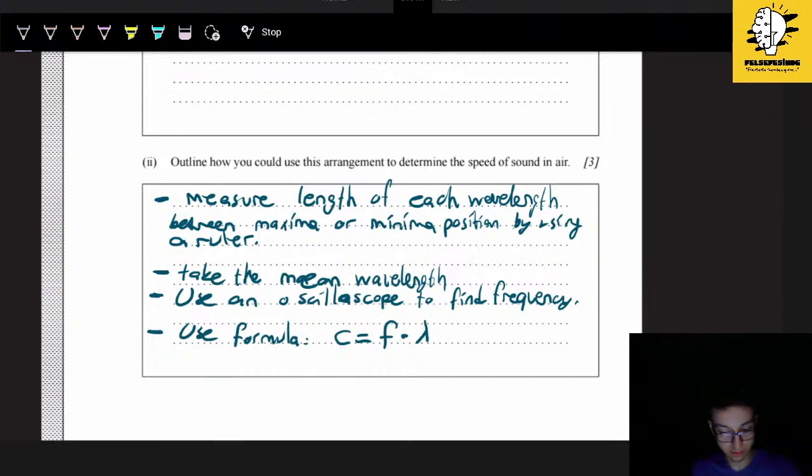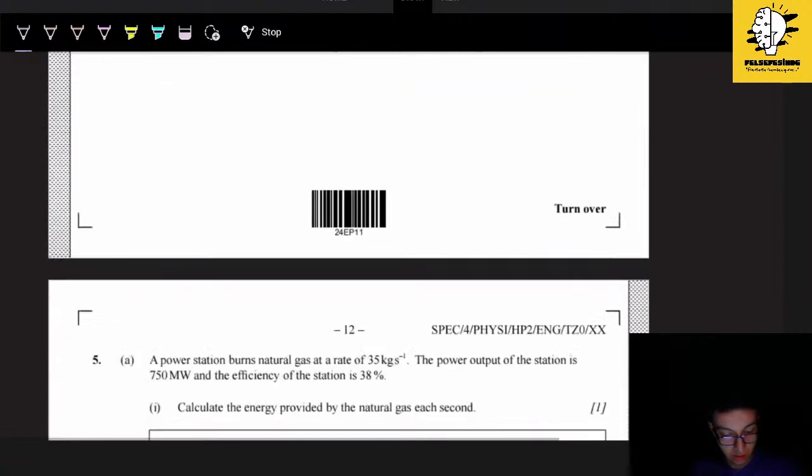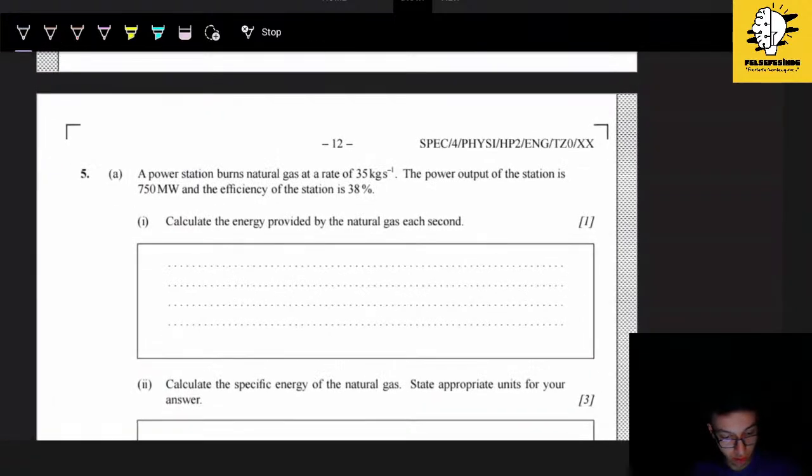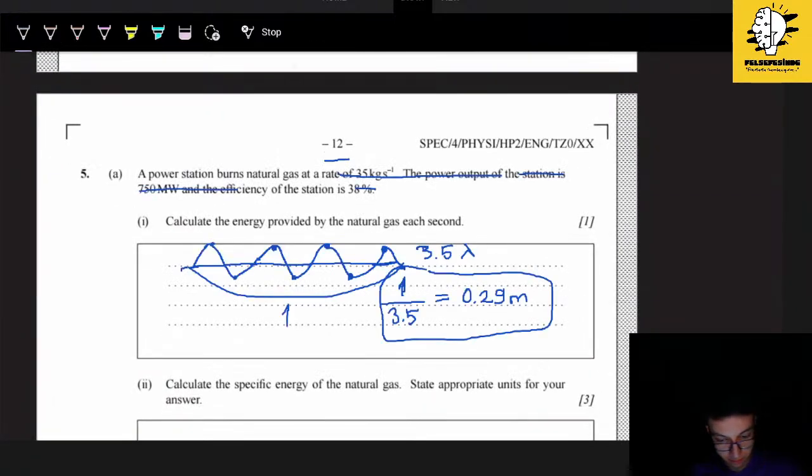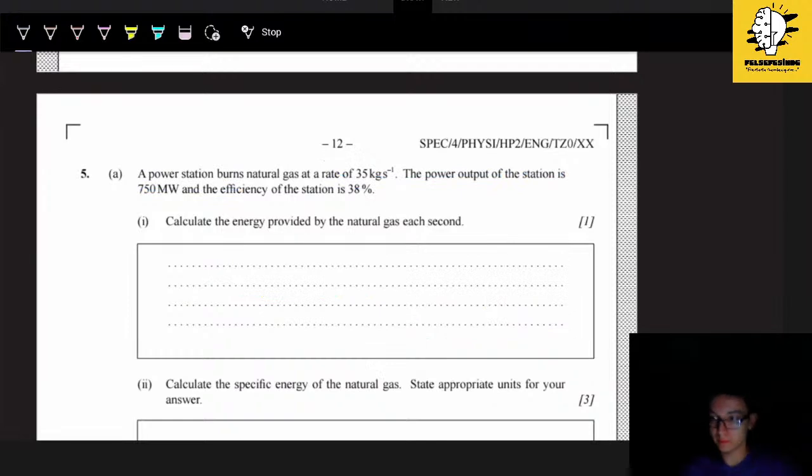This is actually an unusual question because I have never seen such a question in IB past papers. I mean, a question like this, outline how you could use this arrangement. It's like a paper 6 question from IGCSE. Definitely. Right. Next one. Okay, do you want to solve it again? Yes, let's go for it.